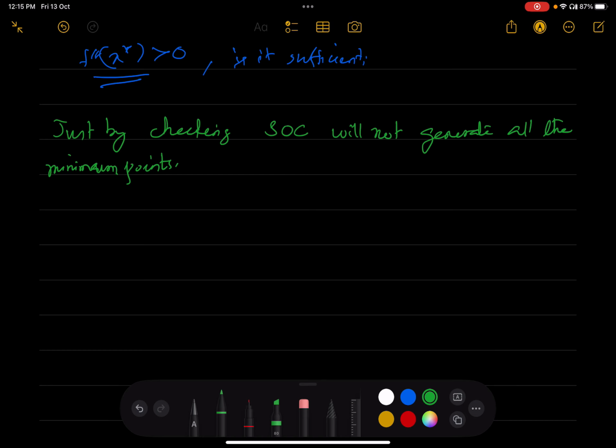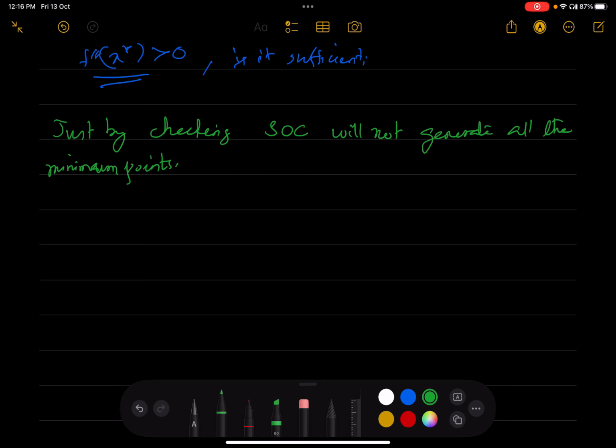Because sometimes the second order derivative may fail. This condition may fail, but still that point could be a minima, right? So just by employing this condition, or even when we are applying the first and second condition together, we can't be sure that we will find every minimum. So this is just like saying this is a sufficient condition.